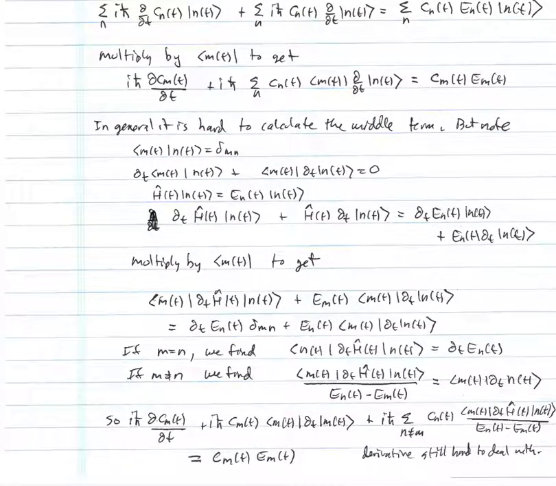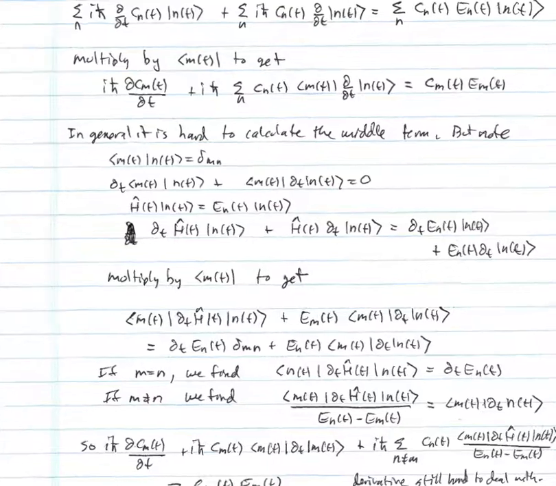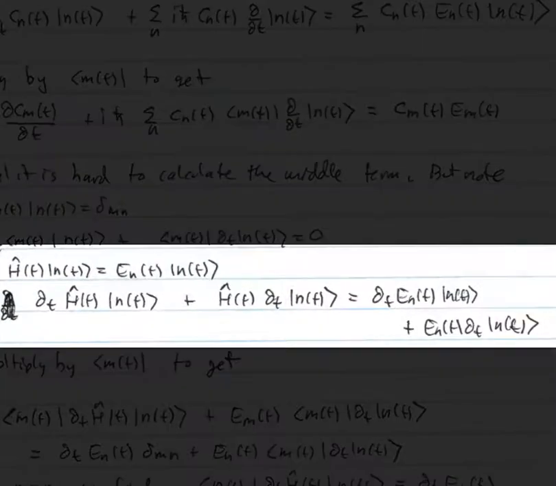Let's look at what happens to the instantaneous eigenvalue equation when we differentiate it. Let's start from H(t) |n(t)⟩ equals E_n(t) |n(t)⟩. We take the derivative. We're going to get two terms on each side. First, we're going to get a derivative of H(t). Then we're going to get H(t) acting on a derivative of the state. And that's equal to a derivative of E_n(t) times |n(t)⟩ plus E_n(t) times a derivative with respect to time of |n(t)⟩.